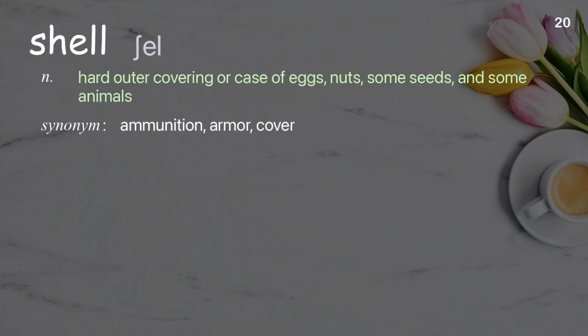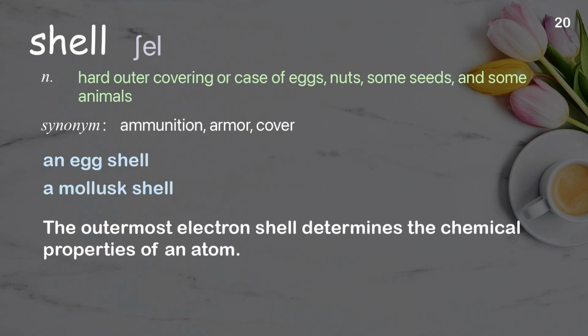Shell. Hard outer covering or case of eggs, nuts, some seeds, and some animals. Examples: An egg shell. A mollusk shell. The outermost electron shell determines the chemical properties of an atom.